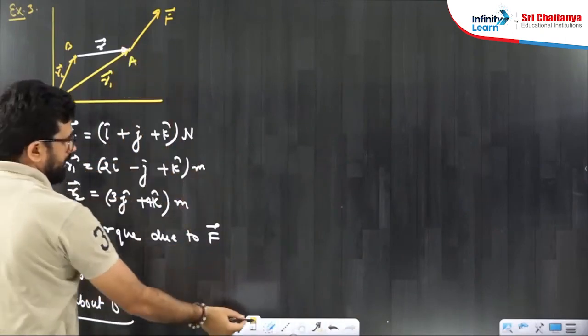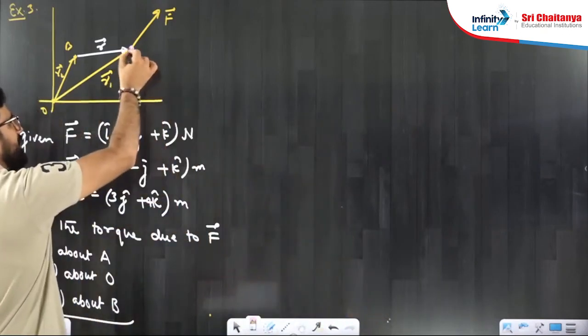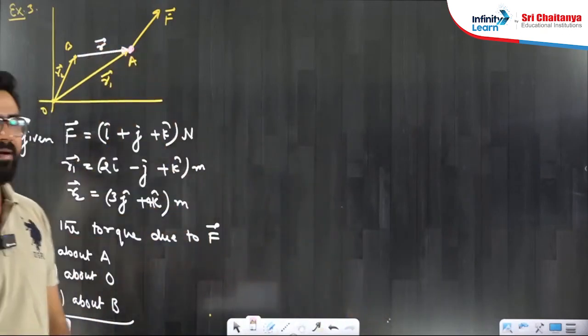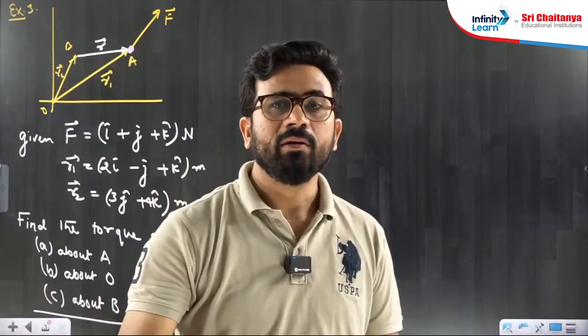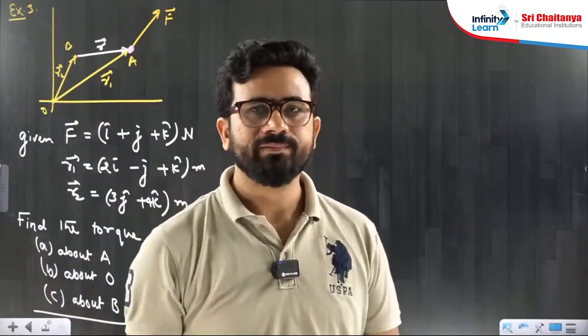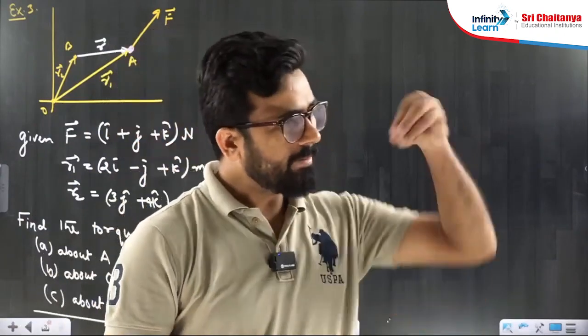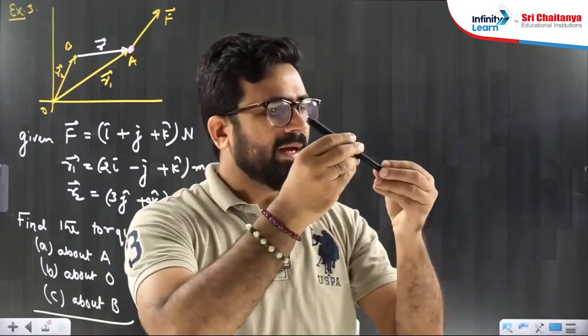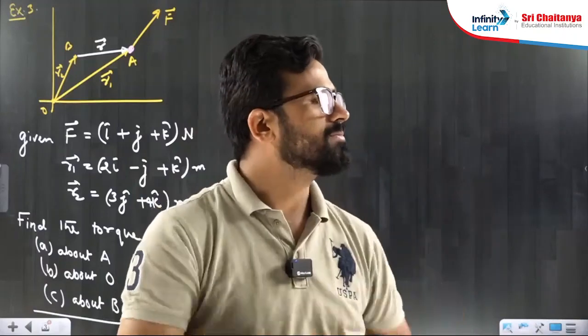At which point is the force acting? Try to understand. The force is acting at A only, and we want to calculate the torque about A only. That means what is the R vector now? A is the same point at which I am applying the force. That means R becomes 0.